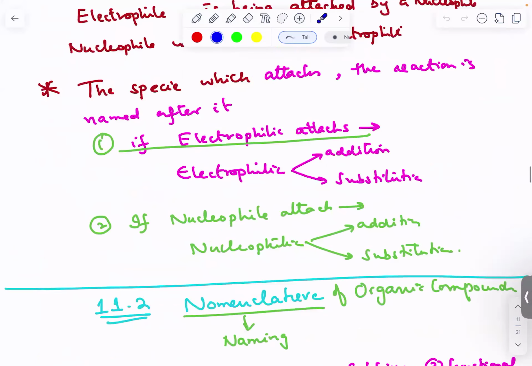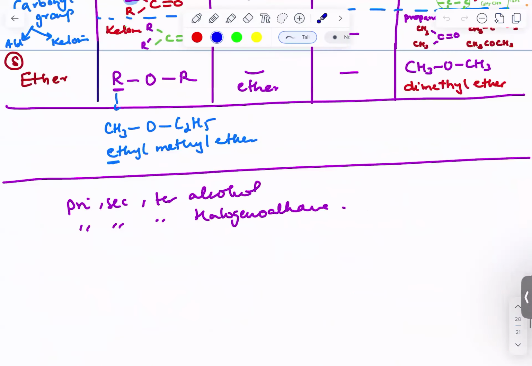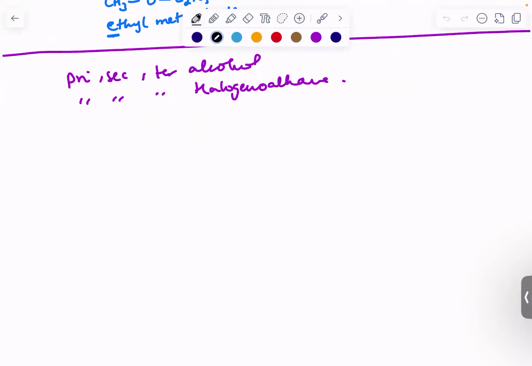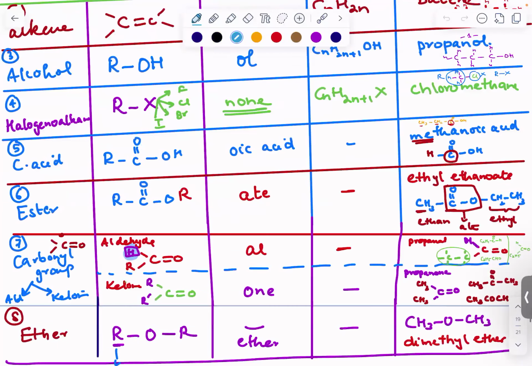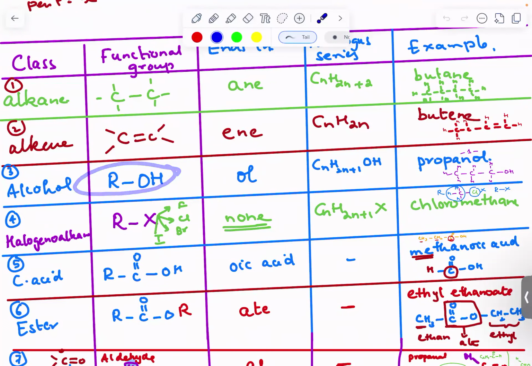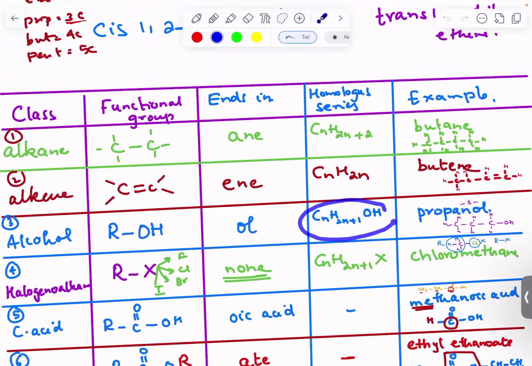Coming back, sorry for this quick scrolling. Now we are going to discuss primary, secondary, and tertiary alcohol, because on that day you told me that you don't have any idea about them. However, as far as alcohol is concerned, I think you are clear that the functional group is ROH, it ends in -ol, and the homologous series formula is CnH2n+1OH. The example could be propanol, butanol, pentanol, or anything like that. Is it clear?